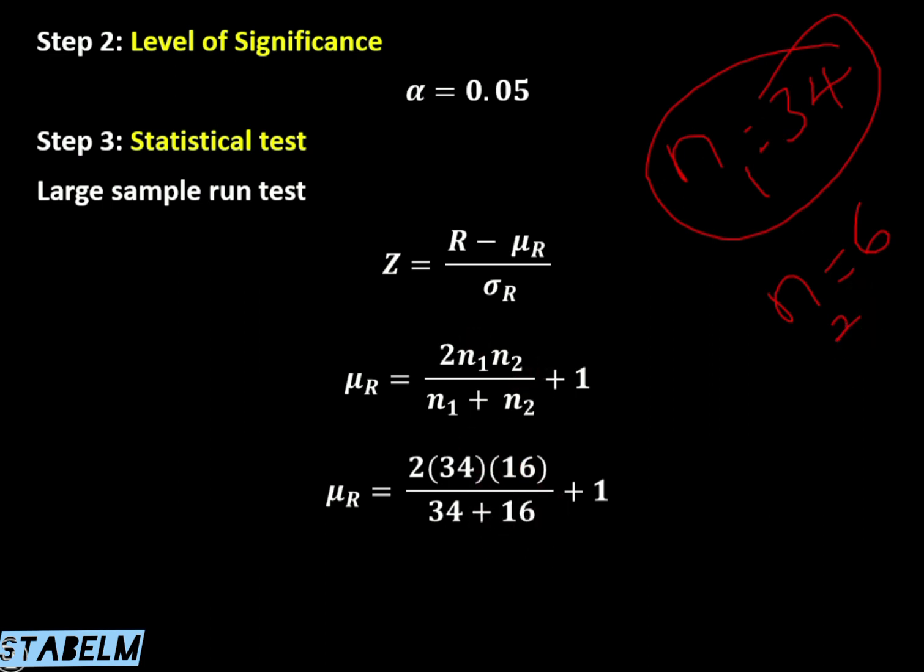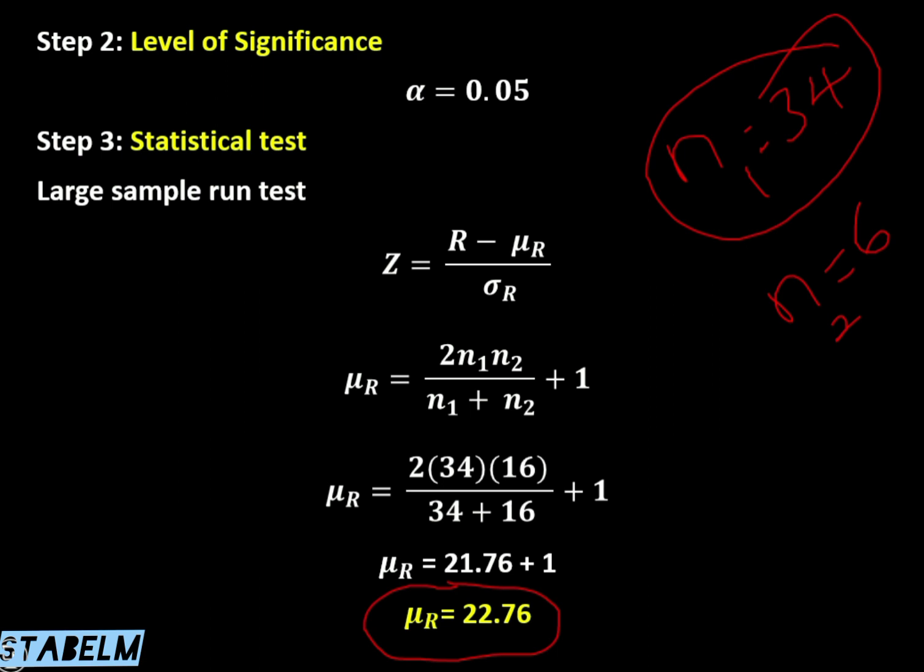By the time we multiply 2 times 34 times 16 divided by 34 plus 16, this will give us 21.76. Then we have this plus 1, of course. So we have 21.76, and by the time we add everything together, we are going to have 22.76. We should take note of this value of the mean, because we are going to use it in the main formula. So we have 22.76 as the mean for the runs. Alright, so we will move forward.